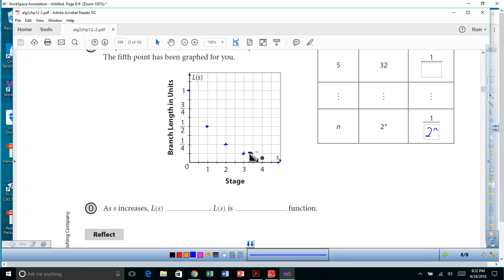So as s increases, L of s decreases. So L of s is a decreasing function.